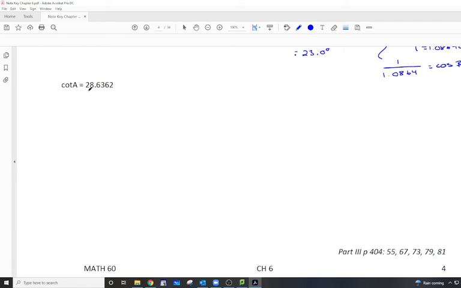Okay, so for me, I would say that this is over 1, and this is adjacent over opposite. So to do the tan of A, it would be opposite, which is 1, over adjacent, which is 28.6362. Opposite over adjacent. So then I plug into my calculator, A equals the inverse tan of 1 divided by 28.6362.